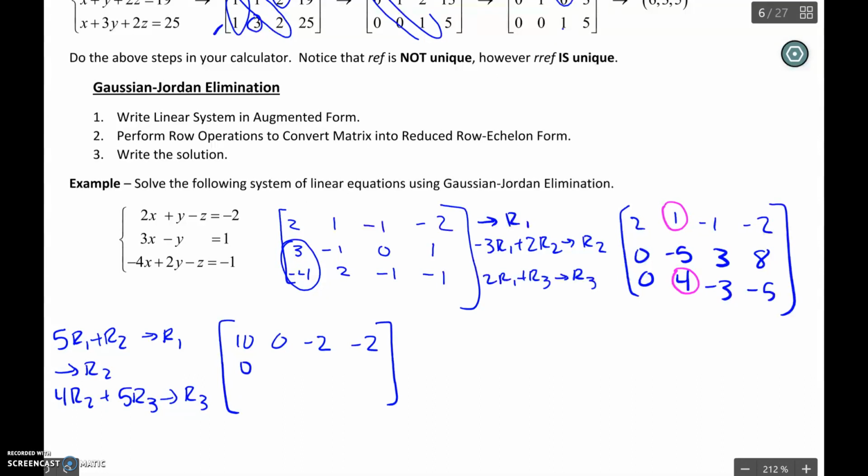Row 2 is staying 0, -5, 3, 8. 4 times row 2, so that's -20, 0. -20 plus 20 is 0. 4 times 3 is 12, minus 15. 12 minus 15 is -3. And 4 times 8 is 32. Minus 25 is 7.